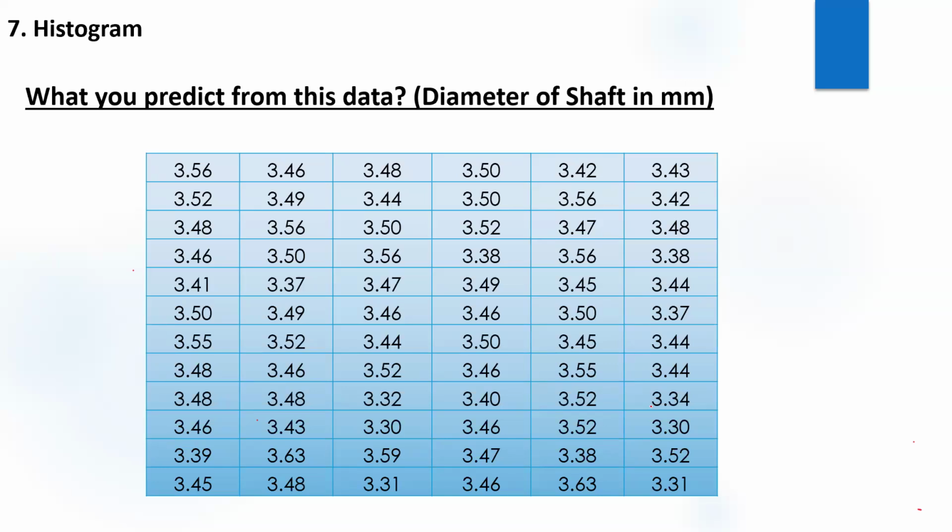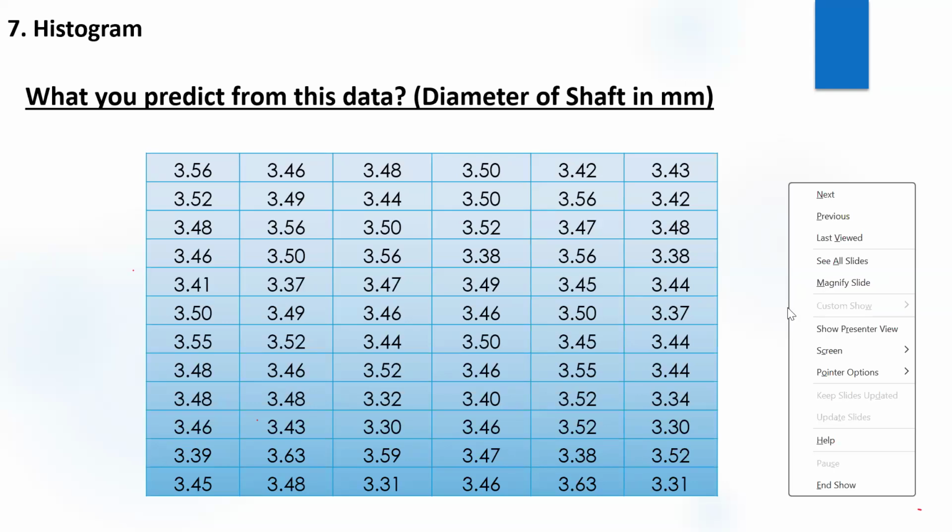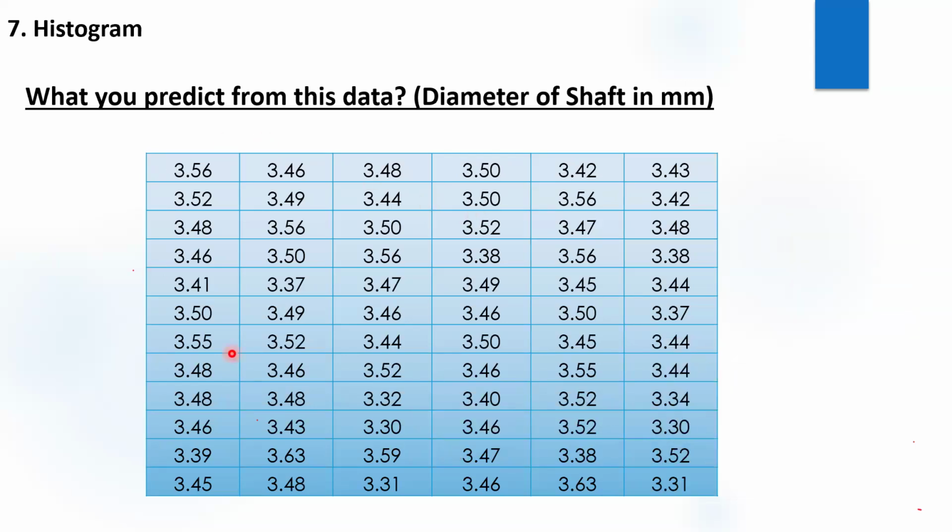Because I am telling you that a histogram is used for continuous data. Here there are only 50 points. Suppose I used 100 points or sometimes 150 data points, then it is very difficult to identify. Now let's draw the histogram and it will be very easy.